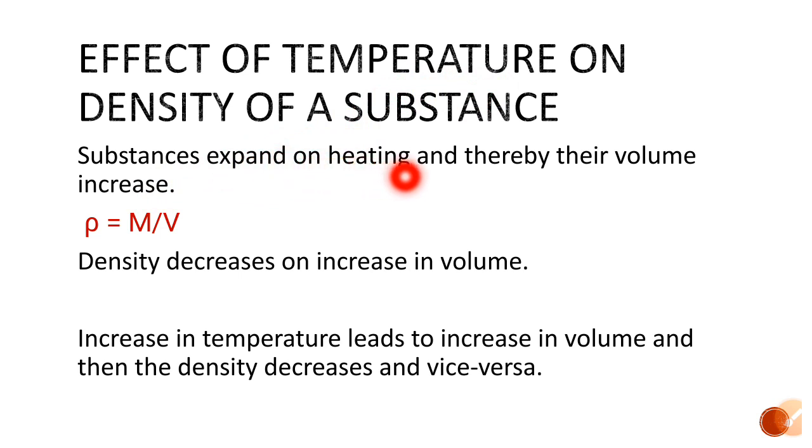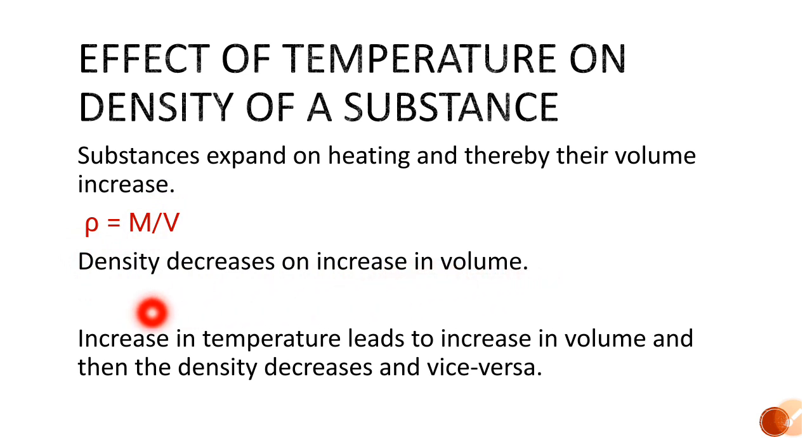This is all something we all know about. The substances expand on heating, and thereby their volume increases. When the substance is heated, it expands and that's why its volume increases. But we know that density is equal to mass divided by volume. So if the volume, which is the denominator, increases, then the density decreases. So density decreases on increase in volume.